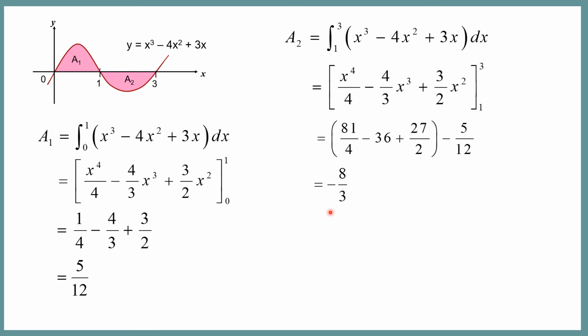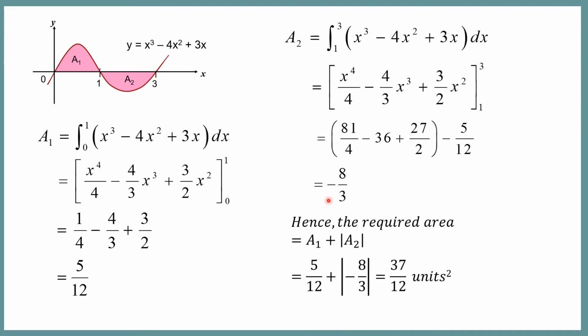Remember, the negative sign is to indicate that the region lies below the x-axis. Hence, the required area is A1 plus the positive value of A2. Remember, area is a scalar quantity, so it must take a positive value. Adding the two areas, we have 37 over 12 units squared.